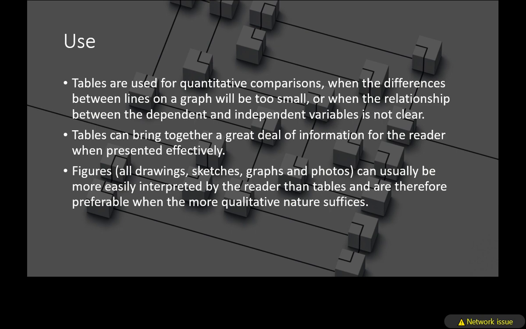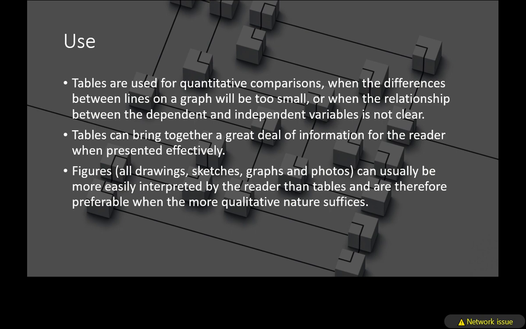Okay, got it? So when you don't know how input and output are affecting each other, you cannot make a best fit line, and then you should use a table. Okay, in some cases we don't know what changes the other.